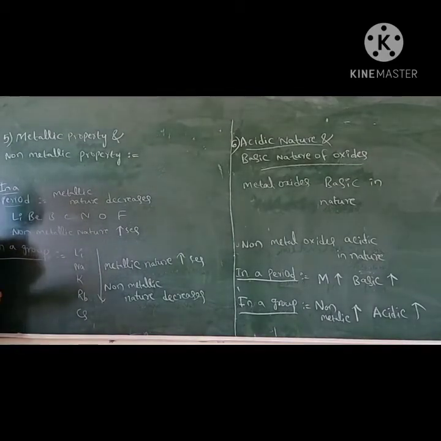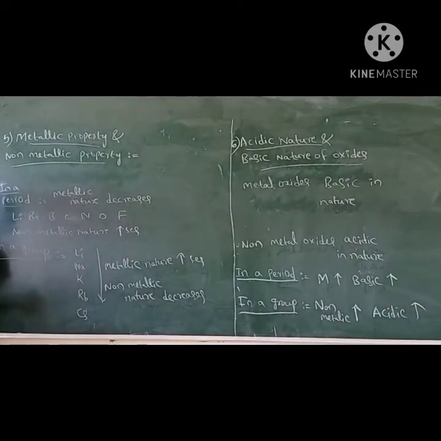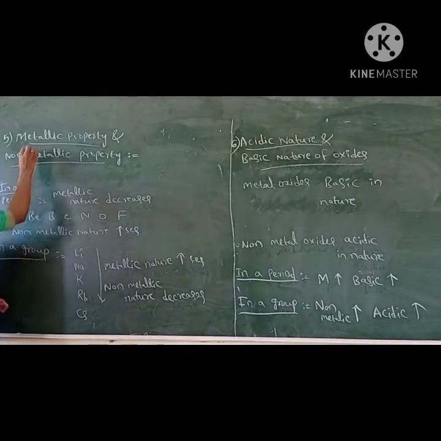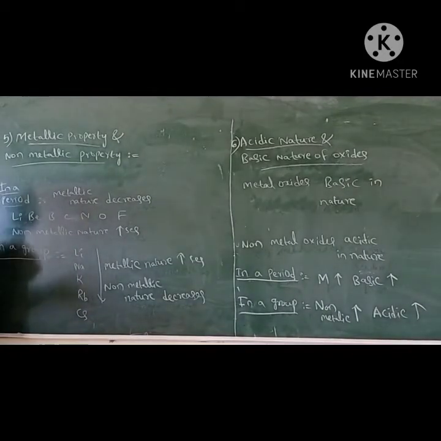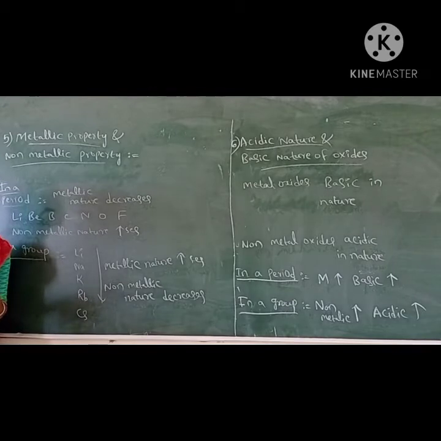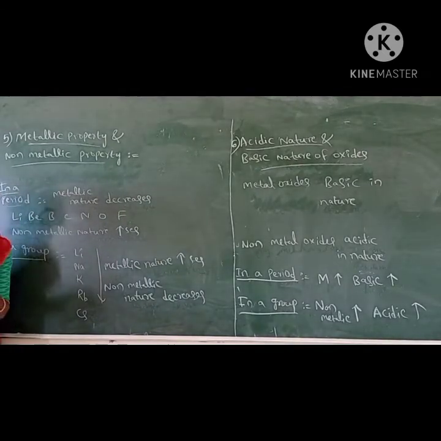Next property is metallic property and non-metallic property. It is the fifth property. So what is meant by metallic nature? Why is a particular element called a metal? Metal means the tendency of losing electrons. The tendency of losing electrons is called metallic nature.